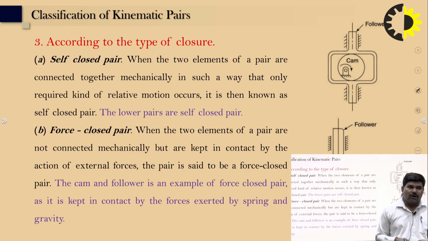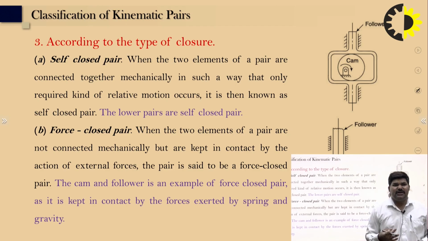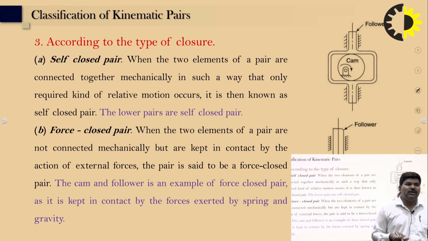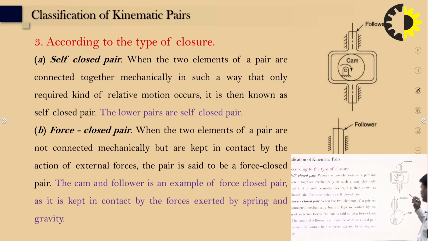Again, according to the type of closure, there are two types: self closed and force closed. Self closed is when the two elements of the pair are connected together mechanically in such a way that only the required kind of relative motion occurs. All the lower pairs are self closed pairs. So you can see here the self closure and the force closure of the lower pair.